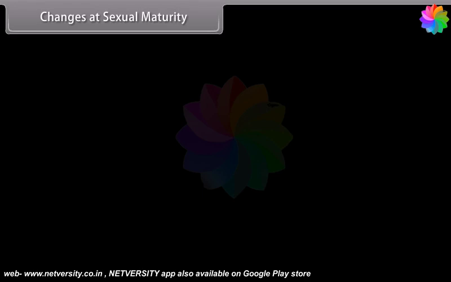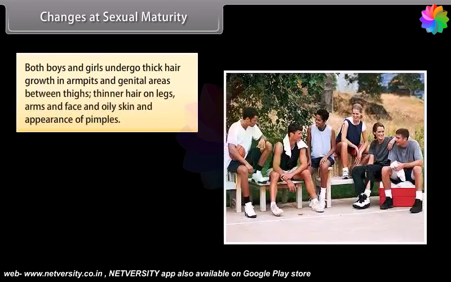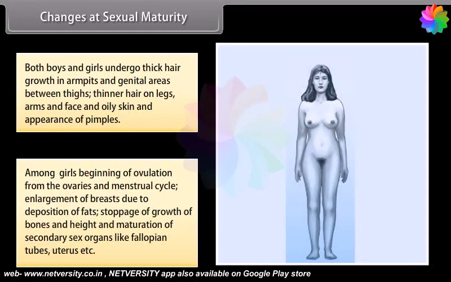Changes at sexual maturity. Both boys and girls undergo thick hair growth in armpits and genital areas between thighs, thinner hair on legs, arms and face, and oily skin and appearance of pimples. Among girls, there is beginning of ovulation from the ovaries and menstrual cycle, enlargement of breasts due to deposition of fats, darkening of nipple skin, stoppage of growth of bones and height, and maturation of secondary sex organs like fallopian tubes, uterus, etc.